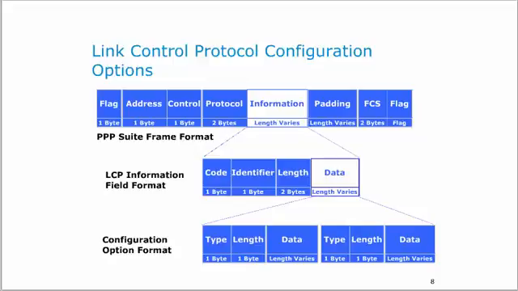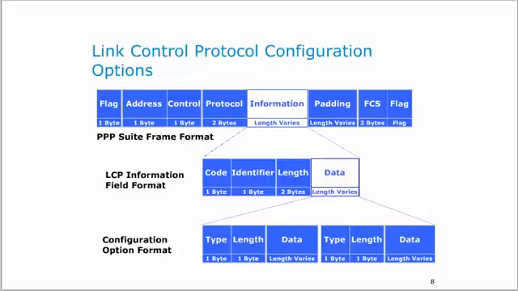When configuring a link, the peers must agree on how much data can be contained in the information field of PPP frames. The value that communicates this frame size is called the maximum receive unit, or MRU. The default value of the MRU is 1500 octets. To increase or decrease this value, the sending peer uses the maximum receive unit configuration option.